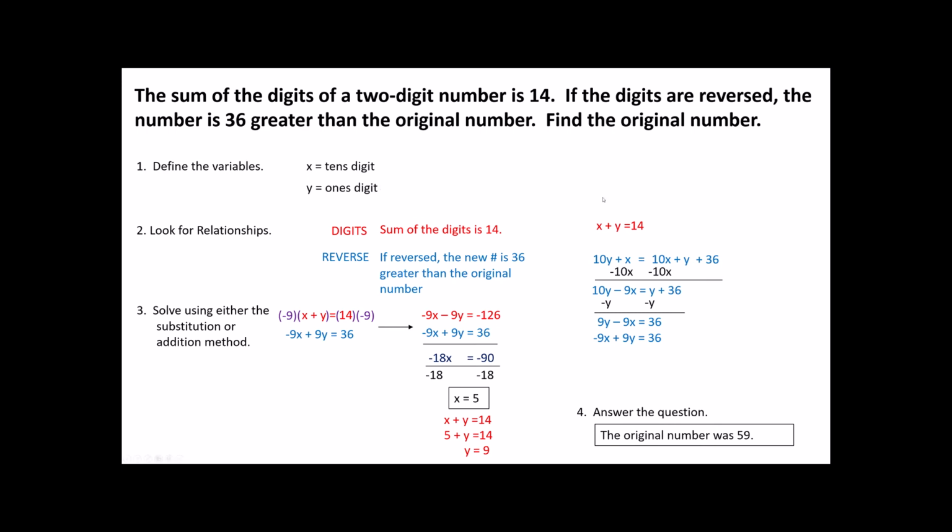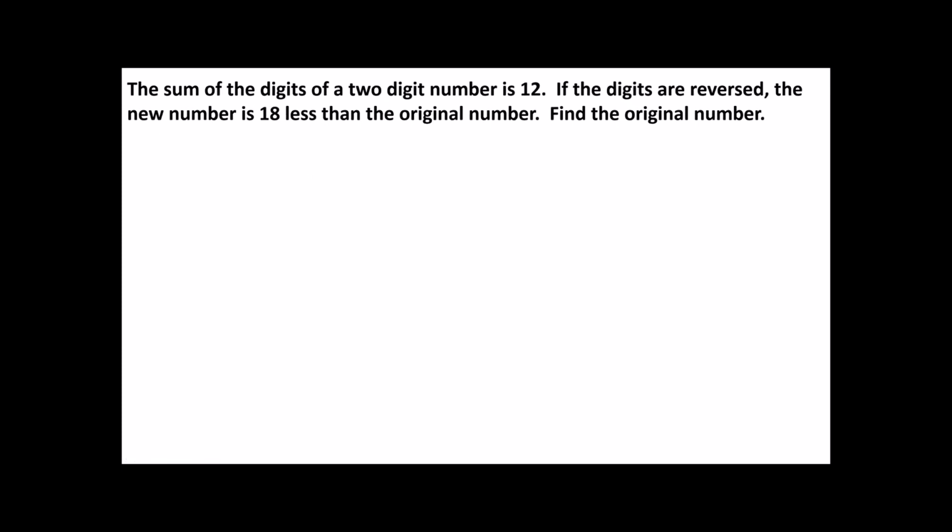Now, 5 plus 9 does equal 14. If I were to reverse this, 95 is equal to 59 plus 36. And you can check your work pretty quickly and easily that way. If that made sense to you, I would recommend pausing the video and trying the second one on your own. It is very similar. You shouldn't have a whole lot of trouble with it.